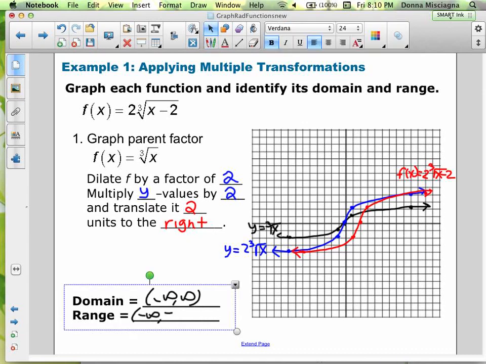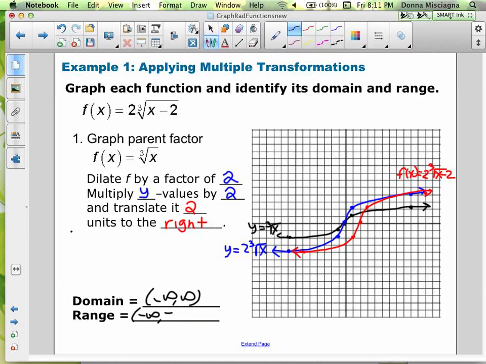Okay, so these graphs go by pretty quickly. What happened to the rest of my range? There we go. Right? And we're done. Let's do another one.